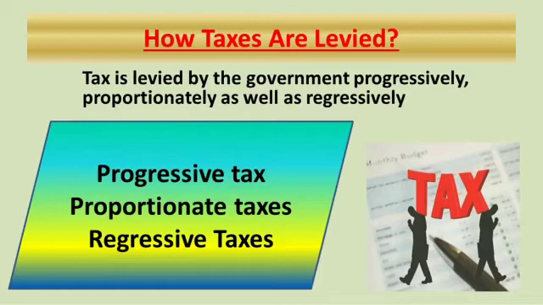Structure of goods and service tax. This includes three categories. They are SGST, CGST and IGST. First one, SGST, which refers to State Goods and Service Tax. This includes sales tax, purchase tax, entertainment tax, luxury tax, and so on.